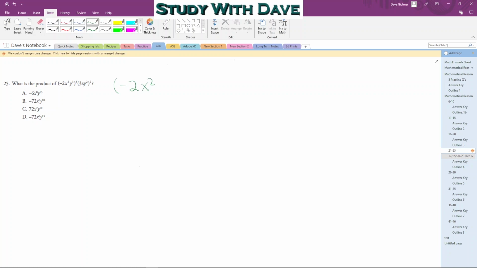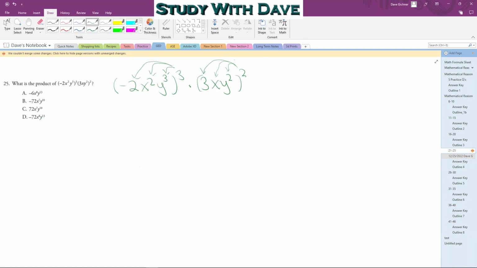Minus 2x squared, y cubed, quantity cubed, times 3xy squared, squared. So the first thing we're going to do is distribute this cube to each term in the parentheses, and then we're going to do the same here.